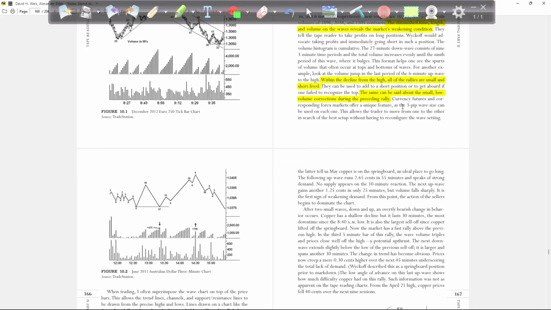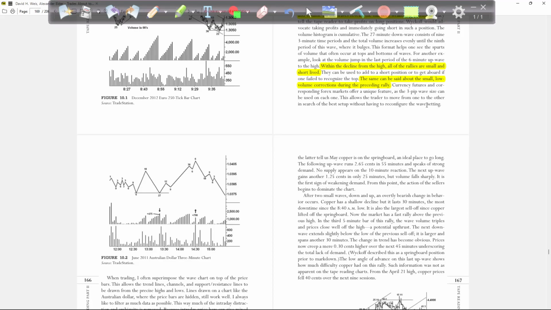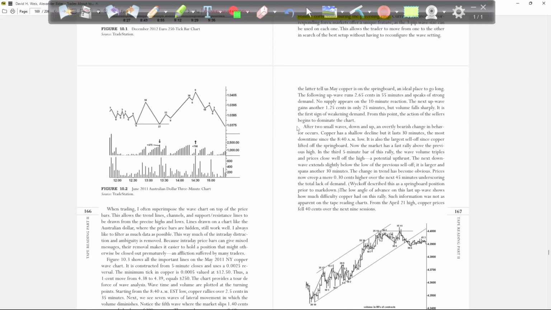Now currency futures and corresponding forex markets offer a unique feature as the 3-pip wave size can be used on each one. This allows the trader to move from one to the other in search of the best setup without having to reconfigure the wave settings.